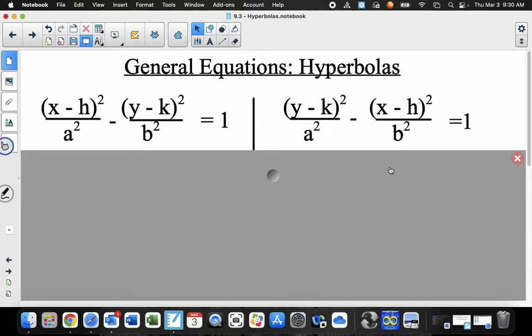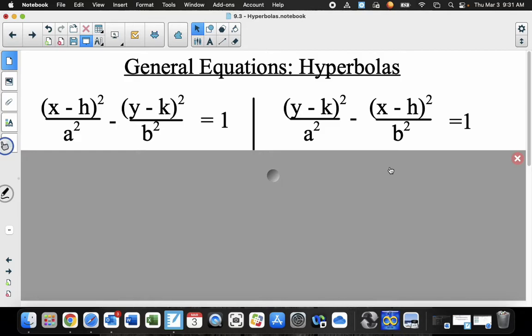Ellipses have two squared terms, but they're both the same sign. They're either both positive or both negative. Hyperbolas have two squared terms, but one is positive and one is negative. That's what we're going to look at in equations, and that's what we're going to do tomorrow. I'm going to give you a little bit of practice on all of it, to determine how I know whether this is a parabola versus an ellipse versus a hyperbola. It comes down to how many squared terms and what the sign is on those.